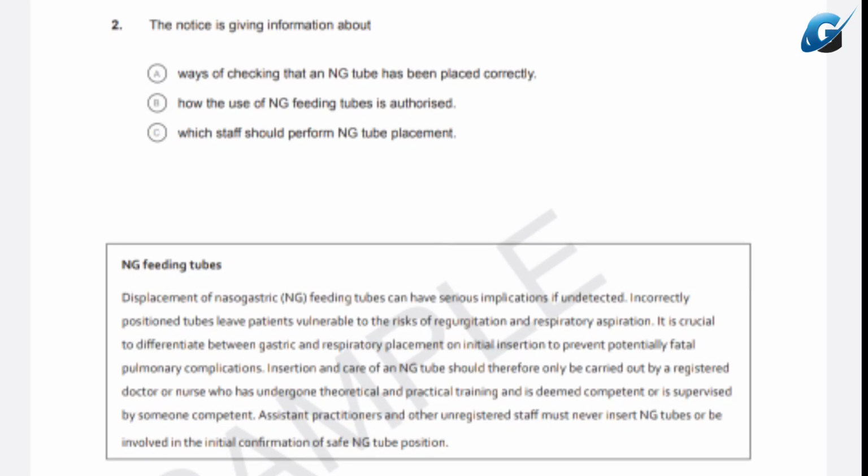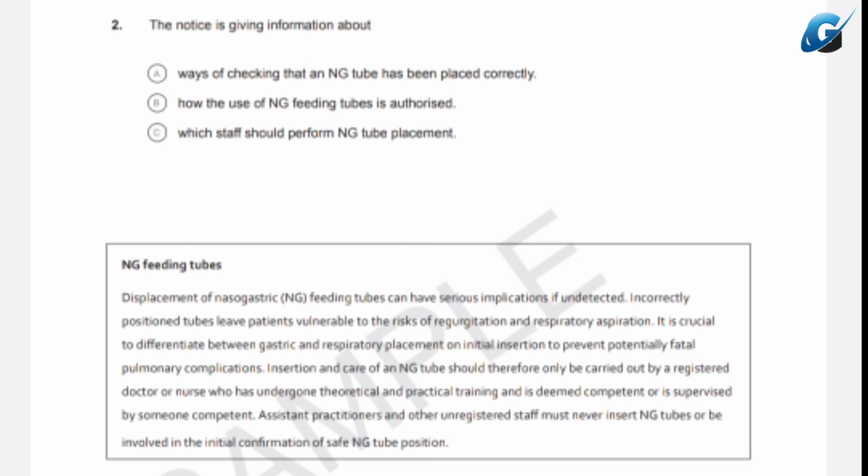Insertion and care of NG tube should therefore only be carried out by a registered doctor or nurse who has undergone theoretical and practical training and is deemed competent, or is supervised by someone competent. Assistant practitioners and other unregistered staff must never insert NG tubes or be involved in the initial confirmation of safe NG tube position. So this is about the passage. So we'll go for the questions.